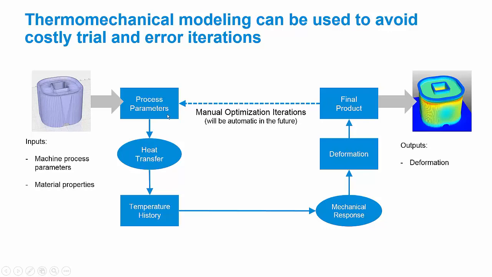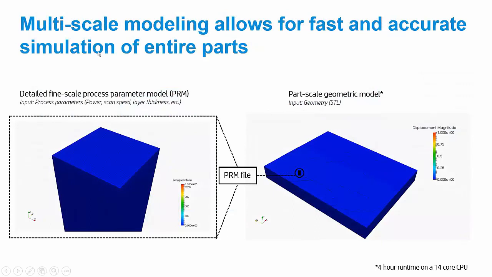So what we wanted to do originally with NetFab Simulation is the goal was to be able to get very fast and accurate results on high-end desktop computers. So the way we approached this problem was we actually split the analysis into two scales. The first scale that we have is a small scale, detailed scale. So this piece of material is a millimeter by a millimeter.